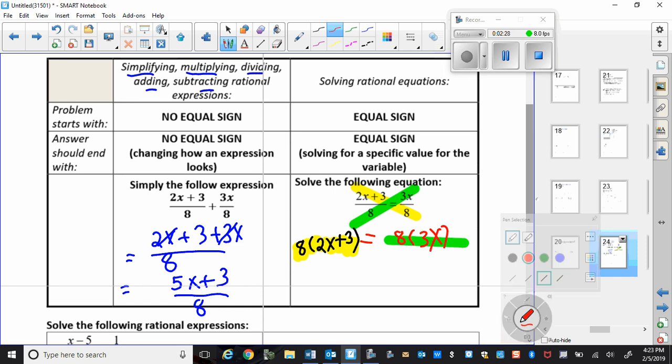So I cross multiply. I'm doing something called cross multiplying. And if I have the same number or the same expression on one side and the same expression on the opposite side, it can go away. This goes away, and I'm left with 2x plus 3 equals 3x. Okay? Now I can solve for x.